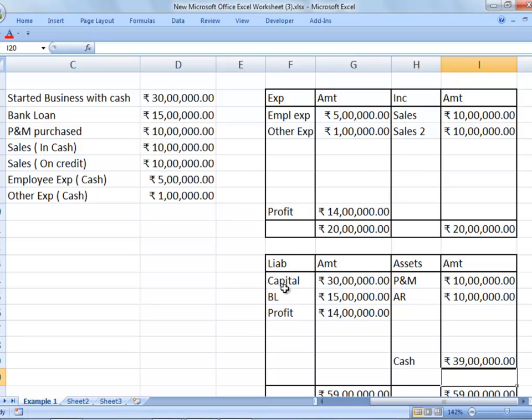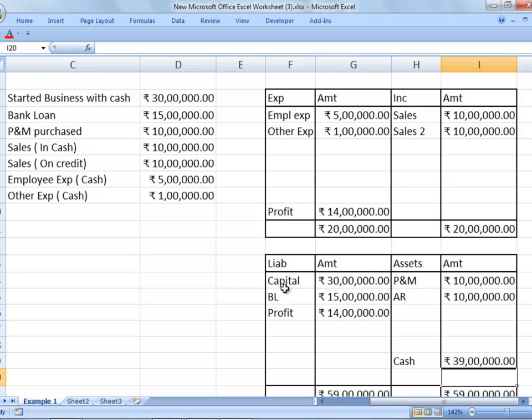I calculated profit already. Sales 20 lakhs minus 6 lakhs, profit would be 14. So 45 plus 14, this total has to be 59. If this is 59, plant and machinery is 10, accounts receivable is 10, then cash has to be 39. But you don't want to do it this way. This is called forcing your balance sheet to tally. Don't do it the way we have done it as of now.